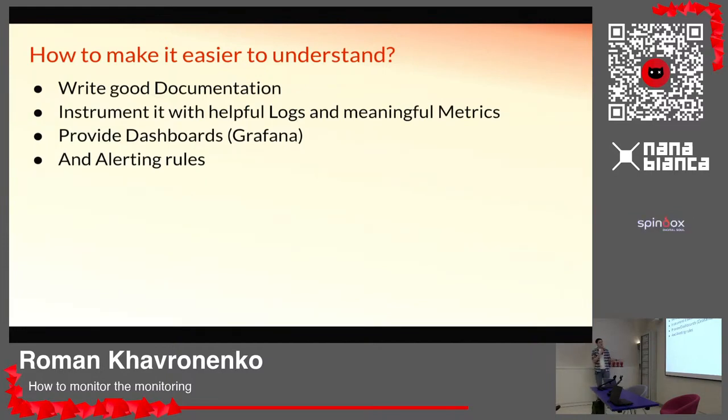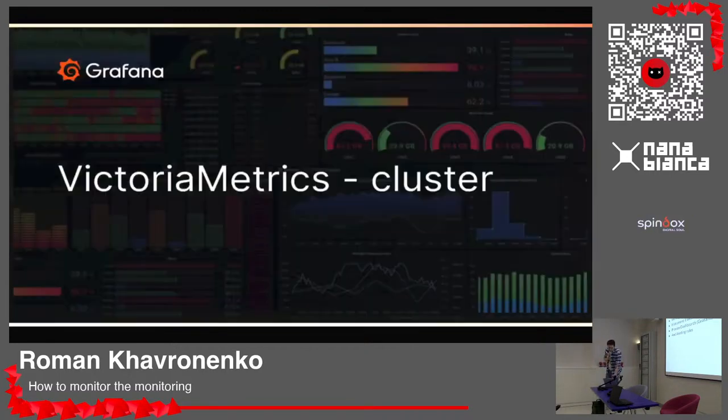Well, really easy principles. We need to write good documentation. We need to instrument it with helpful logs, with metrics, maybe with Grafana dashboards to reflect the state of the system, and instrument it with alerting rules, so users get automatically notified if something is wrong. But it's easier to say than to actually implement.